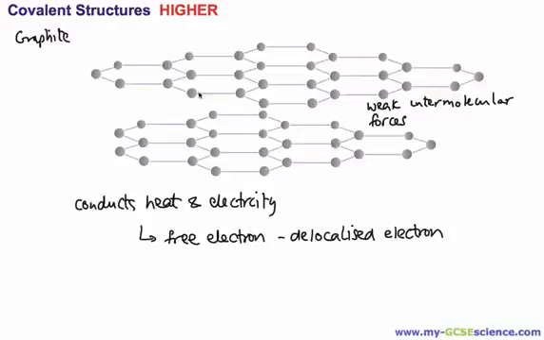Okay, so for the higher tier, a couple of bits of information. Graphite can conduct heat and electricity because of these free electrons, or these delocalized electrons which can move around, and the reason why the layers can slide over each other so easily is because they have weak intermolecular forces between the layers.